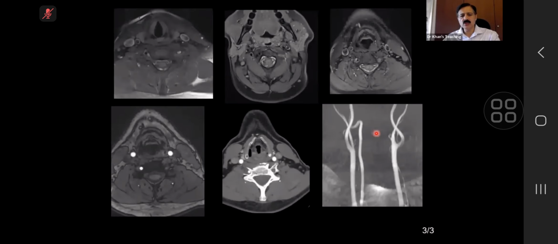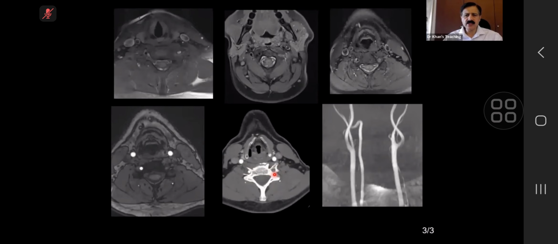So we also did a CTA for this patient. I'm not showing you everything, I'm just showing you one representative area here, where you can see that this is the foramen transversarium area, and you can see normal flow here. You can see no flow here.